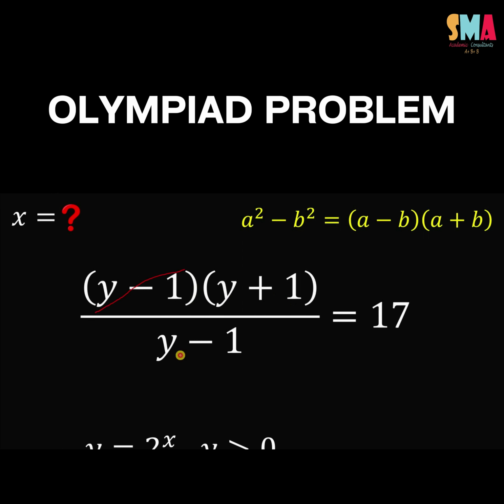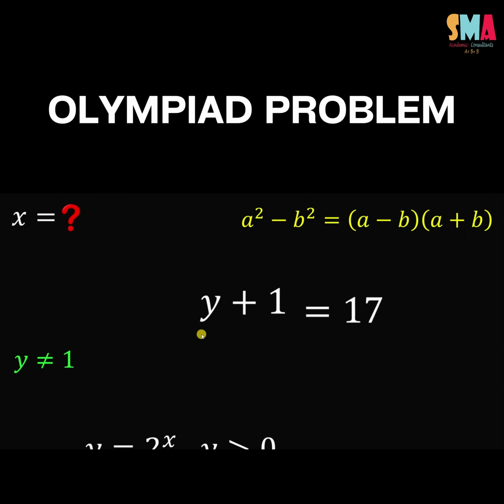Now, before we cancel y minus 1 on the numerator and the denominator, let's make an assumption that y is not equal to 1, because otherwise, when y equals 1, then y minus 1 must be equal to 0, and we don't want to have that. Therefore, assume now that y is not equal to 1. Alright, so we can now cancel out y minus 1 on the numerator and the denominator. So this looks like y plus 1 equals 17.